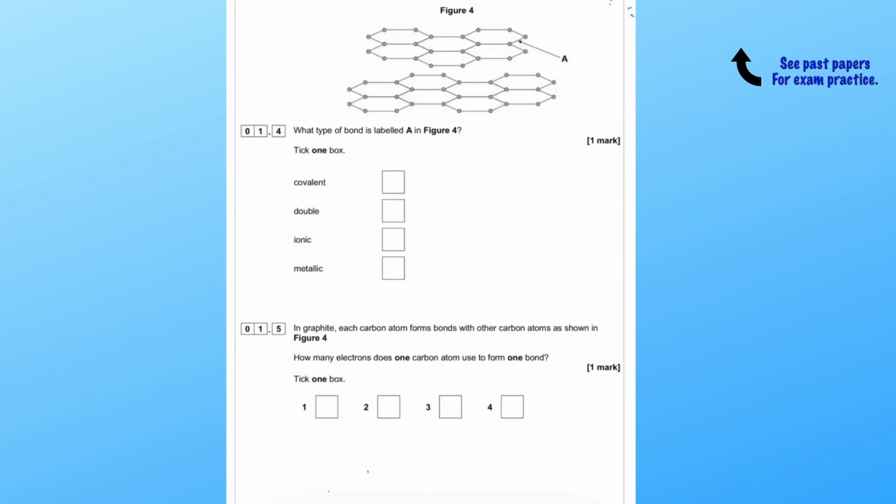Figure 4 shows the structure of graphite. Describe the type of bond A labelled in Figure 4, and this is a covalent bond. In graphite, each carbon atom forms 4 bonds with other carbon atoms as shown in Figure 4. How many electrons does one carbon atom use to form one bond? So in one covalent bond, each carbon atom will share 1 electron.